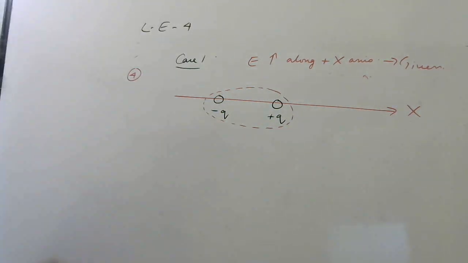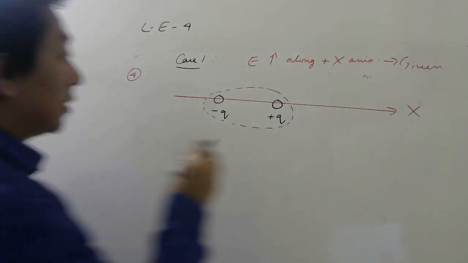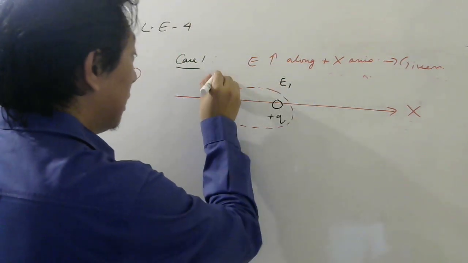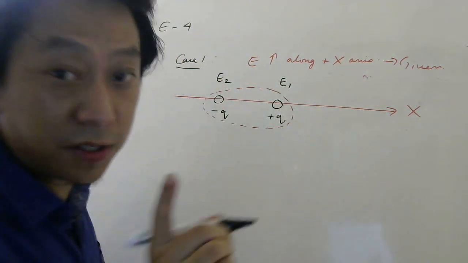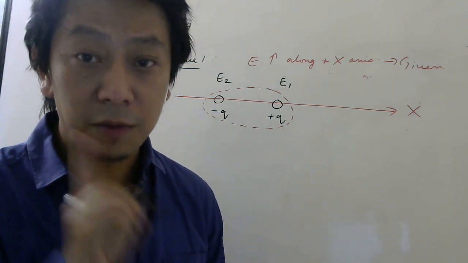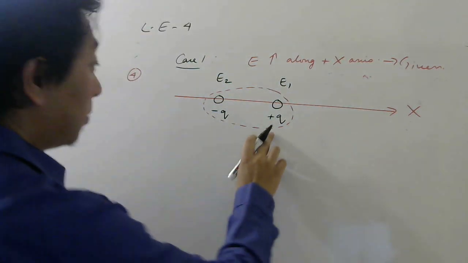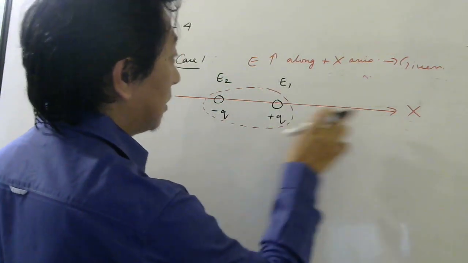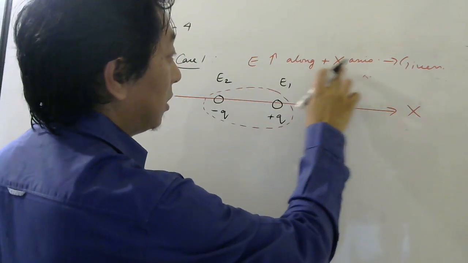Okay, now look carefully. Let us say here electric field is E1 and here electric field is E2. Now you cannot say E and E, because it is not uniform. It is not a uniform electric field. So this plus Q now will feel force wherever is electric field, and electric field is along positive x-axis.